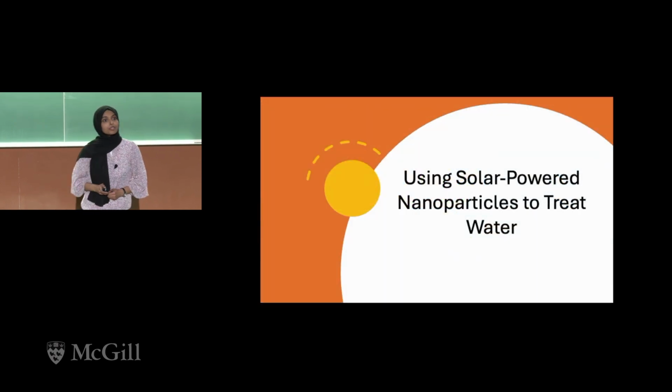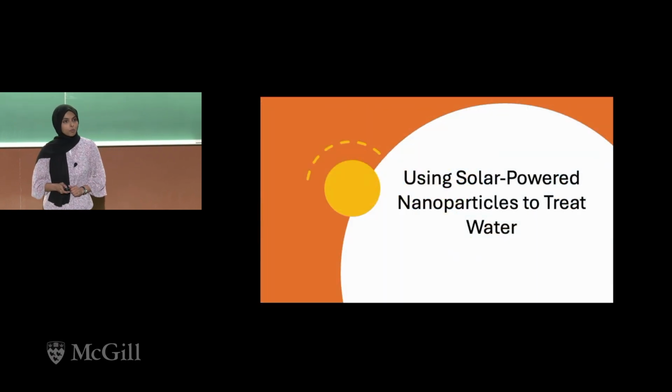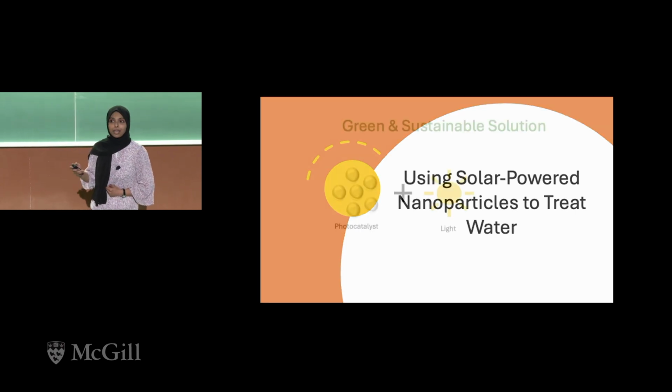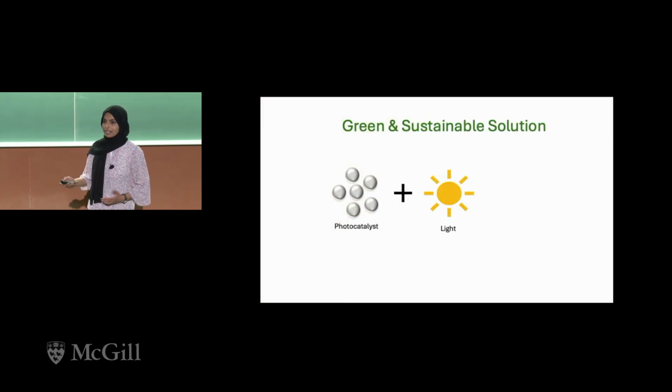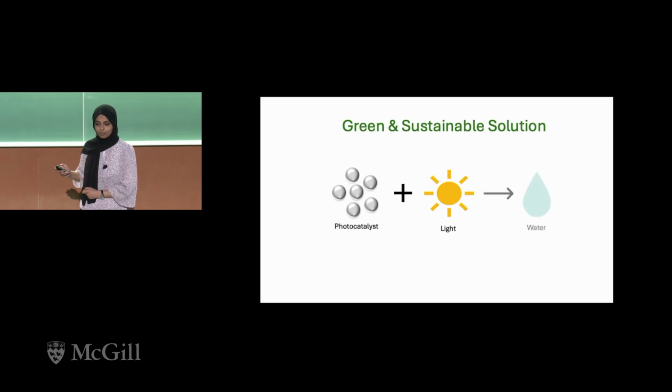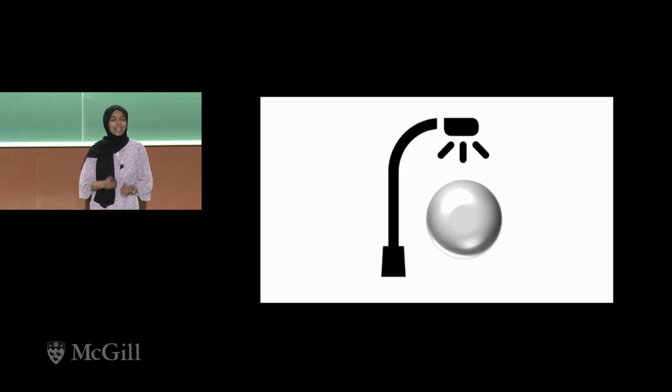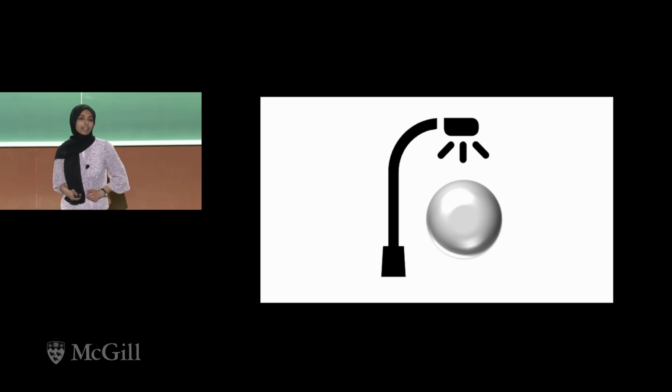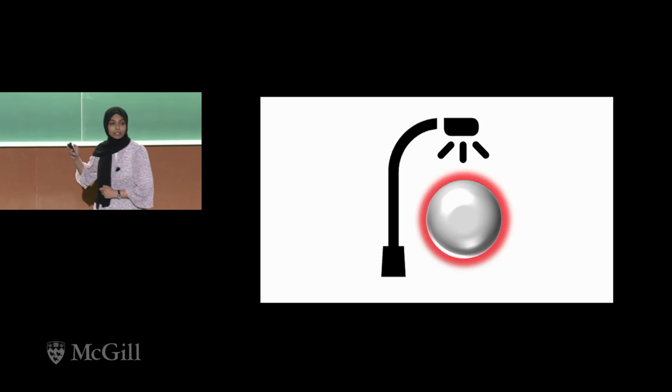Therefore, my project deals with using solar-powered nanoparticles to treat water. The superhero nanoparticles of my interest is called the photocatalyst. These are particles that can get activated by sunlight or light energy to produce short-lived chemical species that can kill contaminants in water. These photocatalysts are traditionally used in the industries using expensive, energy-intensive light sources so that these photocatalysts can operate at their full potential.